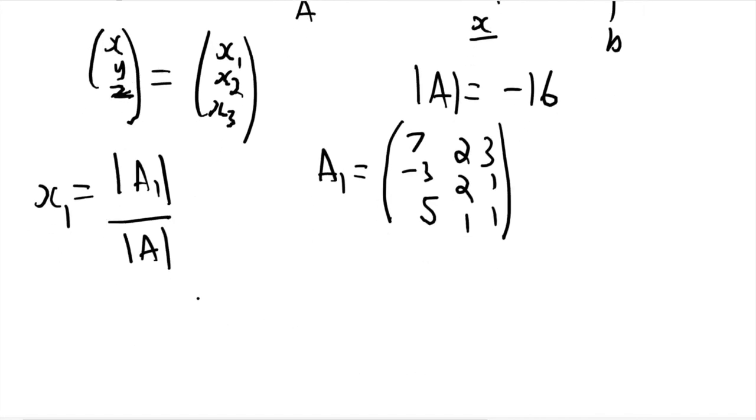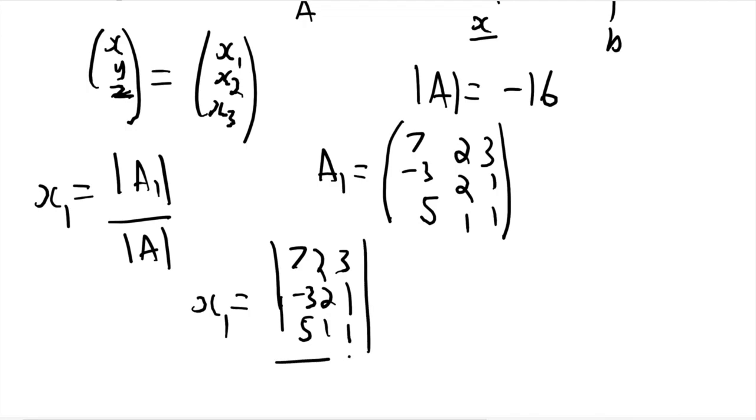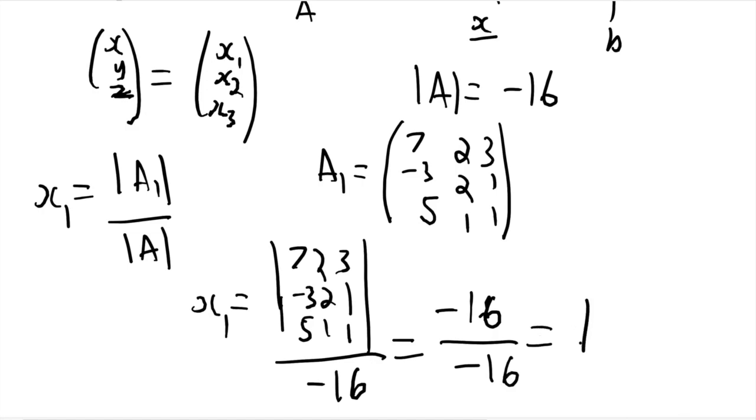And so we get that x1 is equal to the determinant of 7, 2, 3, minus 3, 2, 1, 5, 1, 1, divided by the determinant of A, which I'm just going to write as minus 16. I'm not going to calculate it on screen, but take my word for it, the determinant of the matrix is minus 16 as well. So this is going to be equal to minus 16 over minus 16, which is equal to 1.